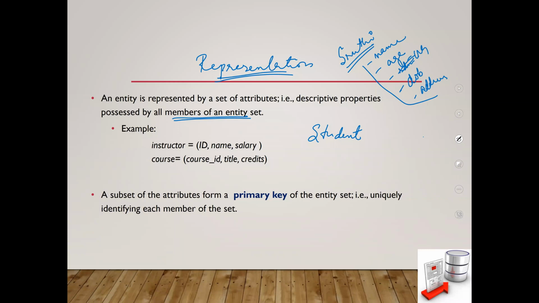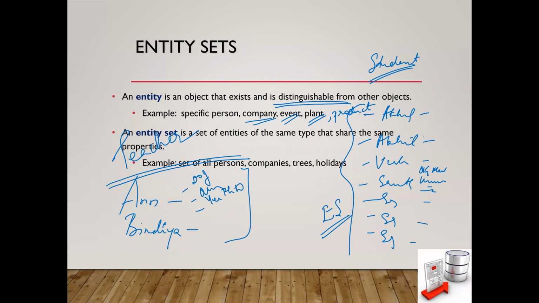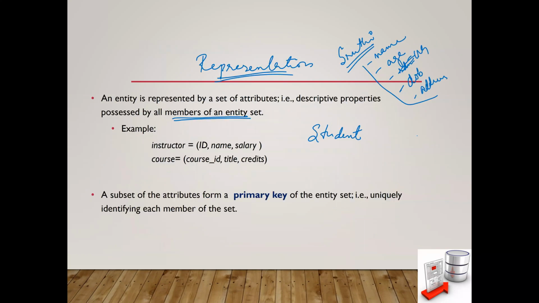Representation happens in an ER like this. You write student equal to, you open up a bracket and then you write the descriptive properties. Now, Gloria gave me a few attributes. I'll just write them down: name, age, her UG marks, date of birth, address. This is how you represent an entity.